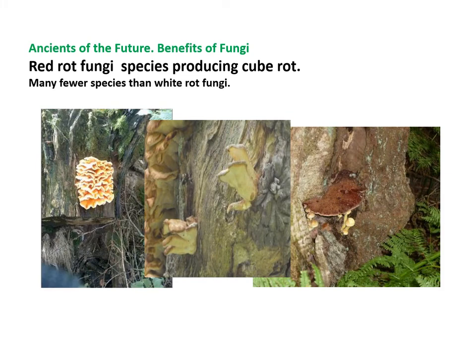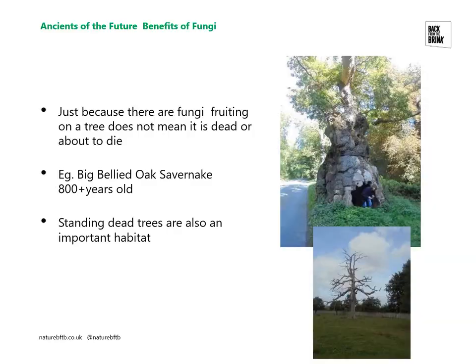So the red rot species are the ones that produce cube rot, and the species that we're interested in are the fungi called chicken of the woods on the left, the beefsteak on the right, and the more and rarer species which we're trying to find out more about is the oak polypore, and all of these feed on the heartwood. So just because the tree may have fungi on and around it doesn't always mean it's going to be dead very soon or that it's about to die.